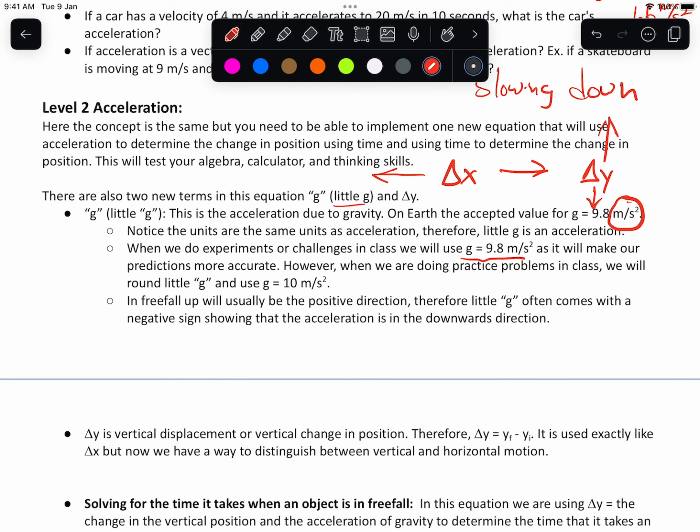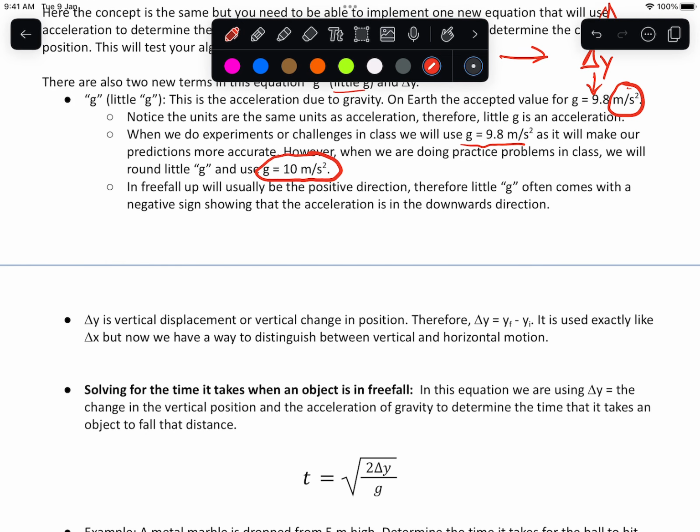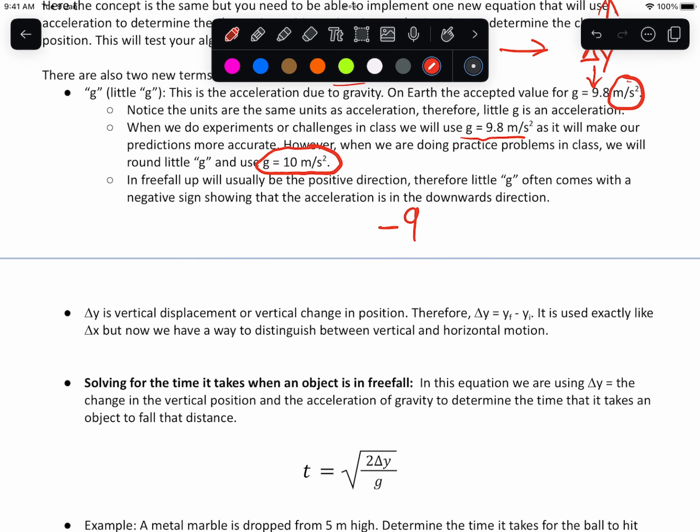However, when we are doing practice problems in class, we will round little g and use 10 meters per second squared. And again, if you drop a pen or a ball, this is how fast the ball or pen is accelerating: 10 meters per second squared. In free fall, up will usually be the positive direction, therefore little g often comes with a negative sign. So you might see it as negative 9.8 meters per second squared.